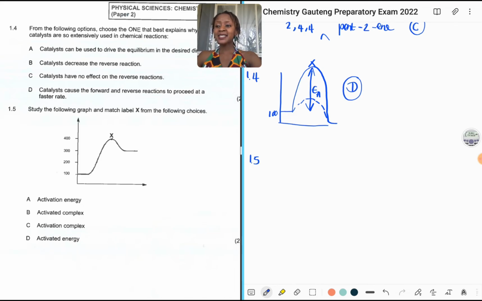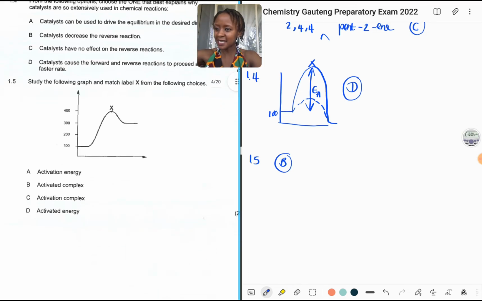Now B, activated complex, I'll have to admit, I saw activated complex and I'm like, yes, and then I'm like, activation complex, and I know it's not activated energy. So is it activated complex or is it activation complex? All right, if you go through your notes, you will see that it is activated complex. Okay, it is B, past tense, activated complex. So X would be your activated complex. It's not in the present tense. It has been activated. So remember, past tense, activated.